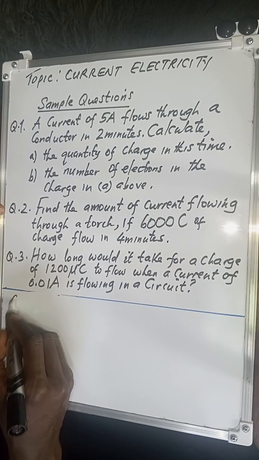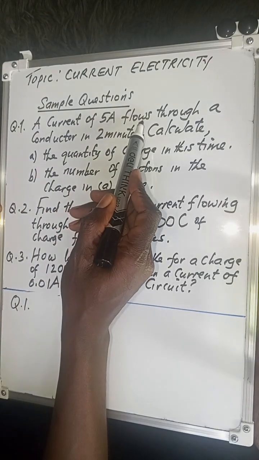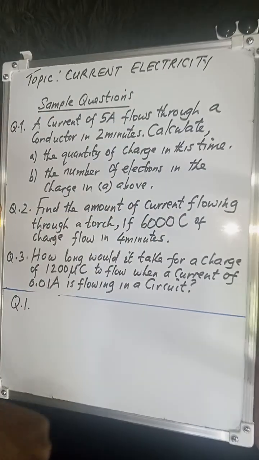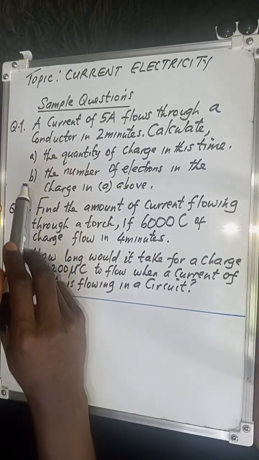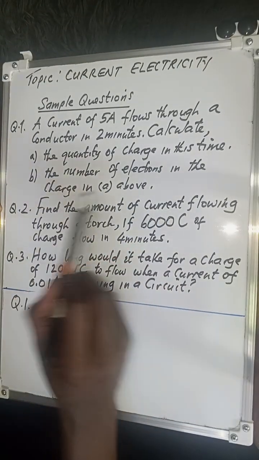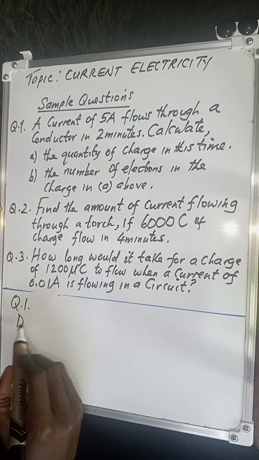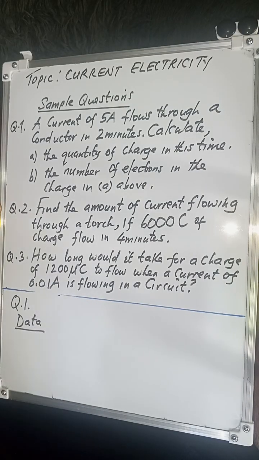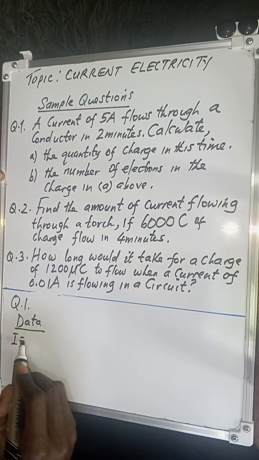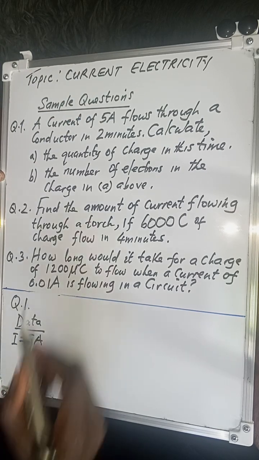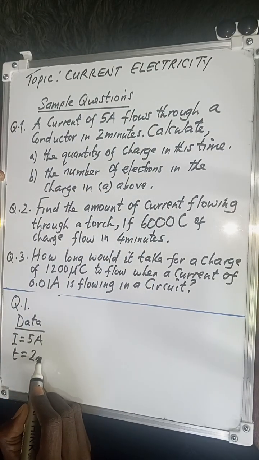So the first question, question number 1, simply says a current of 5 amps flows through a conductor in 2 minutes. Then it says calculate A, the quantity of charge in this time, then B, the number of electrons in the charge in A above. So what information have we been given in the question? Well, the question has actually given us the current, which is 5 amps. And they have also given us the time through which the current flows, which is 2 minutes.